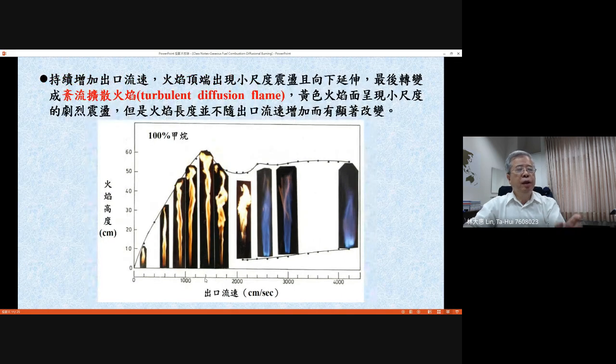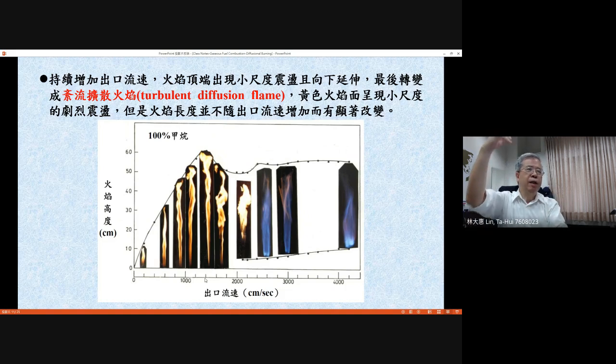Now we go to the next region. We increase the injection velocity higher than 1400. Then you can see that some fluctuation occurs on the diffusion flame surface, starting from the tip.